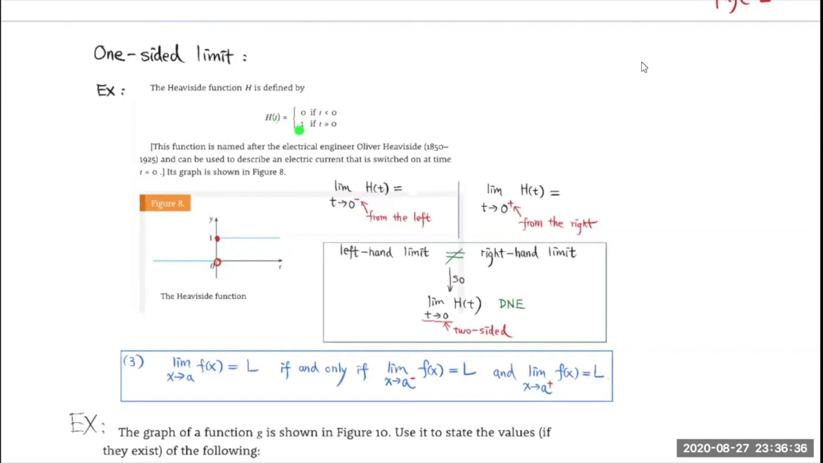h of t is equal to 1 when t is greater than or equal to 0. So when t is greater than or equal to 0, it's this horizontal ray right here. And because this one has an equal sign, there should be a solid dot right here.